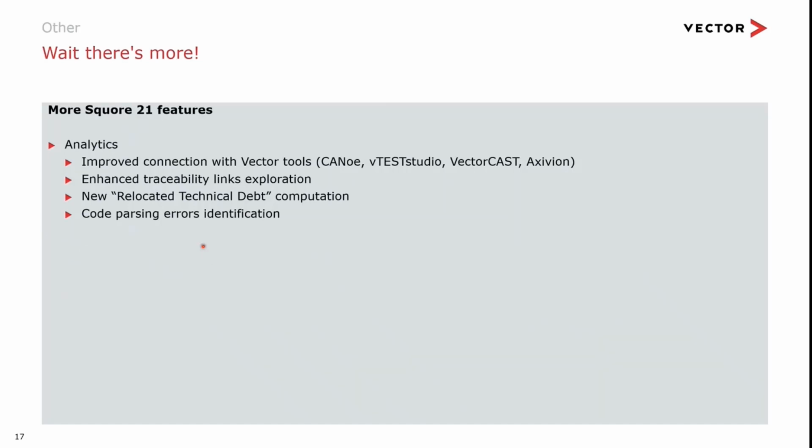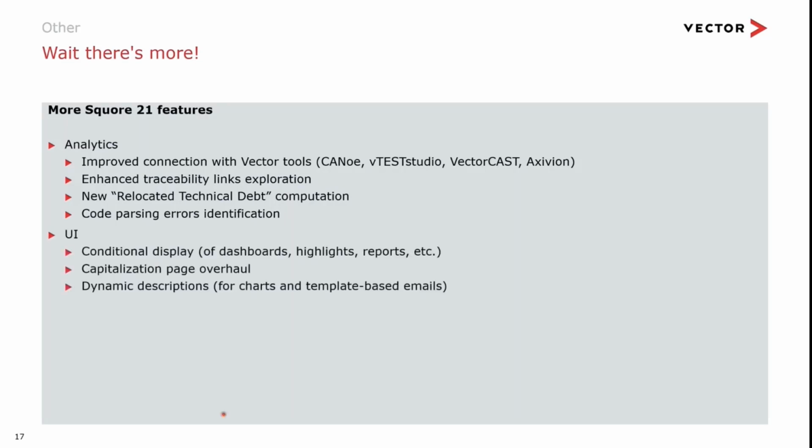A new kind of technical debt has also been added, the relocated one, which is linked to the code that Squore detected as being moved from one part of the code to the other. Also, it's easier now to identify what part of the code has not been successfully passed. In the UI, some other features I didn't mention before, which is a conditional display. You can decide that some dashboards, some highlights might not be shown all the time. So this is possible now.